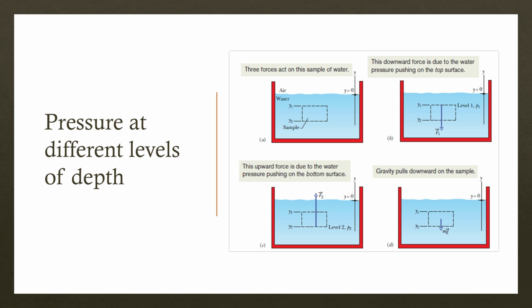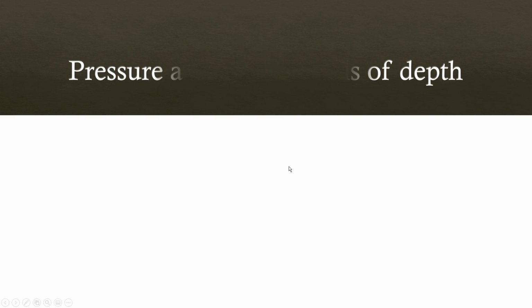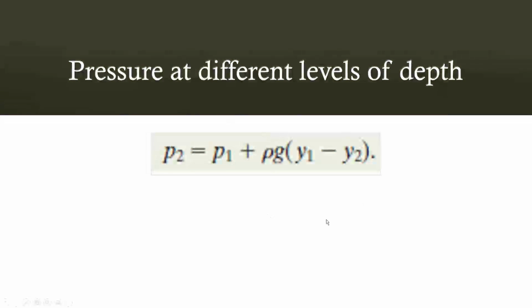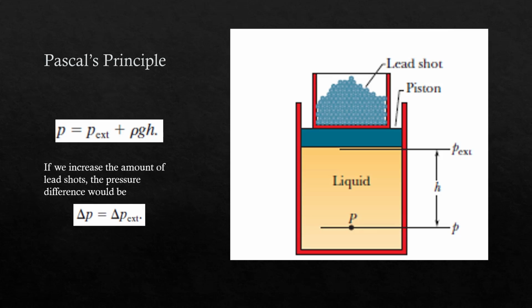From here, we can calculate pressure at different levels of depth using this formula, with g being the gravity and ρ being the density of the fluid. So density and pressure have a certain connection, which is this. Now, one of the famous things about fluid mechanics is Pascal's principle.